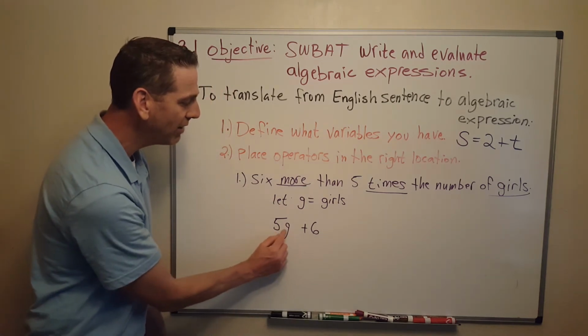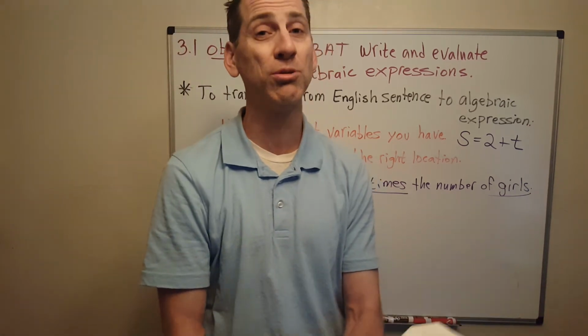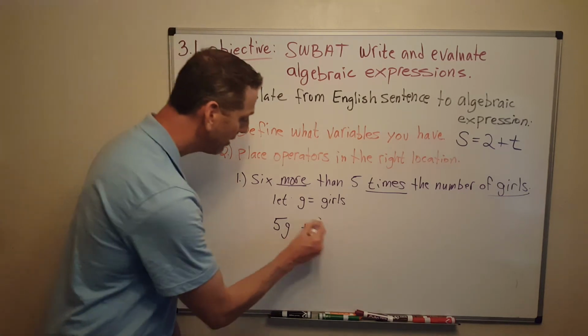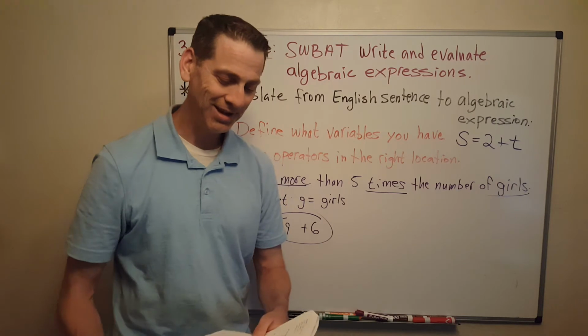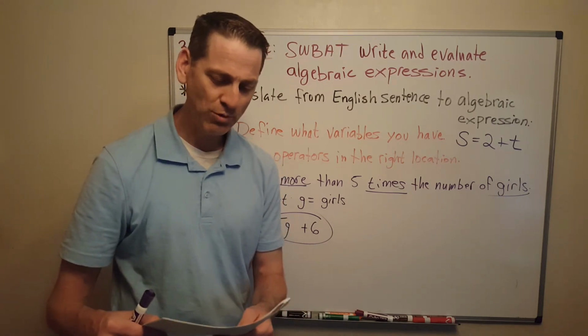Notice that with 5G, when you have a number and a letter or a variable right next to each other, it means multiply. 5G plus 6. There's my expression. See? Let's try one more, and then we'll move on.